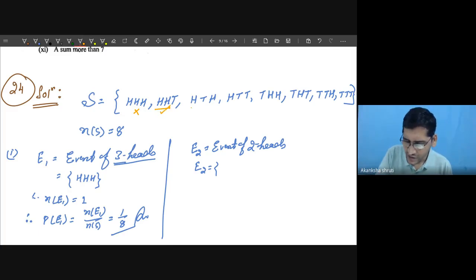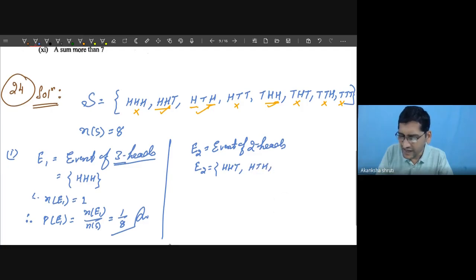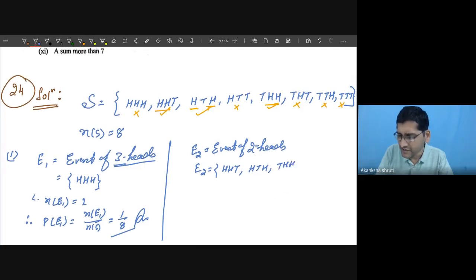This can be taken. 2 heads is also here. This can be taken. No, only 1 head in this. Next one has the 2 heads. Another not applicable, not applicable, not applicable. It means the event E2 can have the members HHT or HTH and THH. Only these are the 3 possibilities.